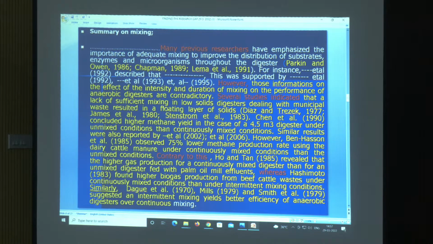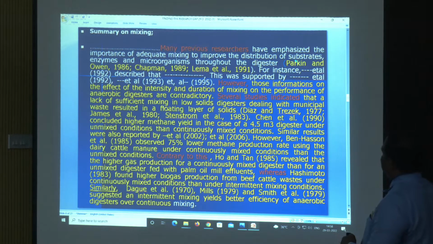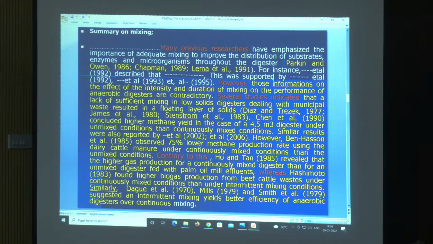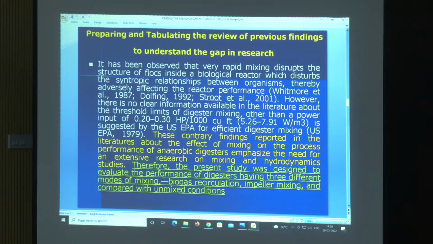So you got it. Likewise, you have to make your statements in such a way and take it contrary to this. You see, I made some of the red color thing contrary to this, whereas similarly, so you have to use these words. This was supported by, however, several studies indicated. So these are the common sentences. You don't have to invent them. Everybody's papers will mention however, therefore, eventually, apparently, consequently, subsequently. These are very common words that they use. So you also have to learn how to make it. So here, therefore, the present study was designed to evaluate the performance on so and so.